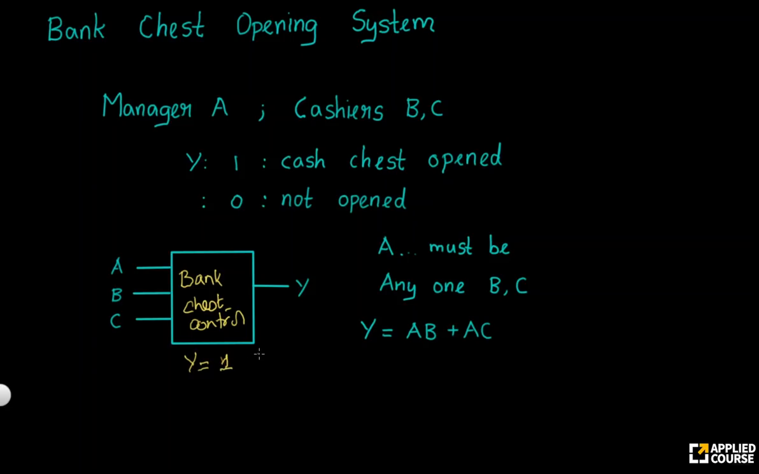Chest is nothing but a money safe where the money is going to be stored. You can say almirah, etc. From that, every day the cashier has to draw the money, take the money, and put the money back into that safe place. Okay, y equal to 1 means chest is open, and y equal to 0 means the chest is not open.